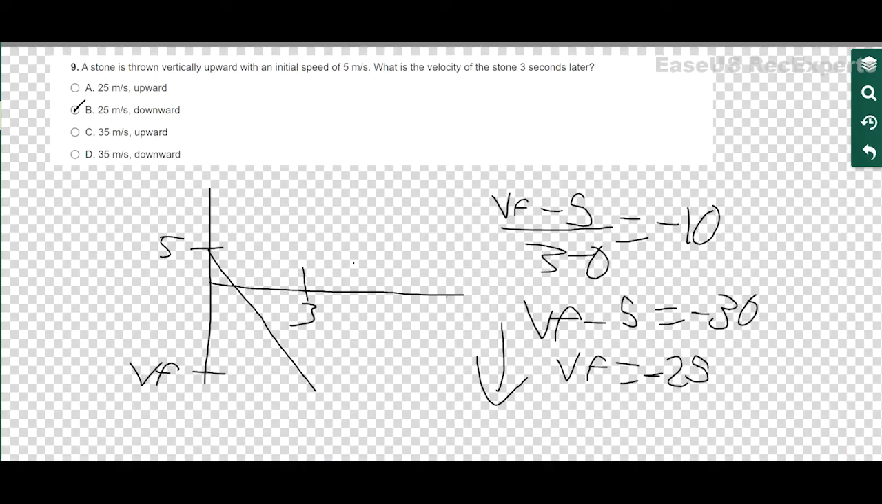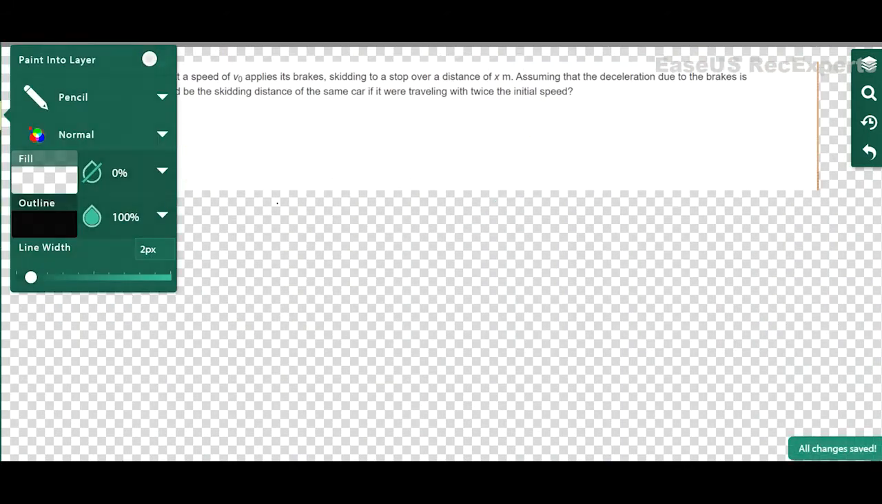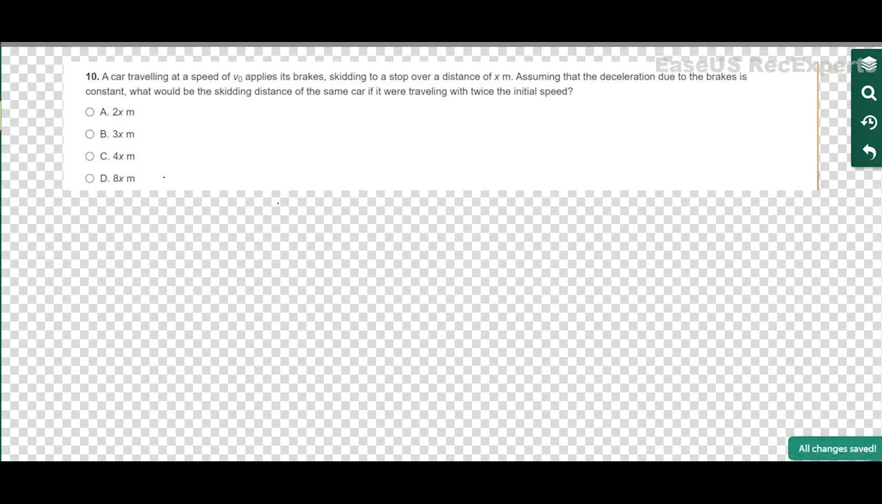Now, a car that is traveling at a speed of V initial applies its brakes, getting to a stop over a distance of X meters. All right, this is interesting. Assuming that the deceleration due to the brakes is constant, what would be the skidding distance of the same car if it were traveling with twice the initial speed? All right, so let's just label this as V initial. It takes about T time. T1 is our own variable that we are creating over here.